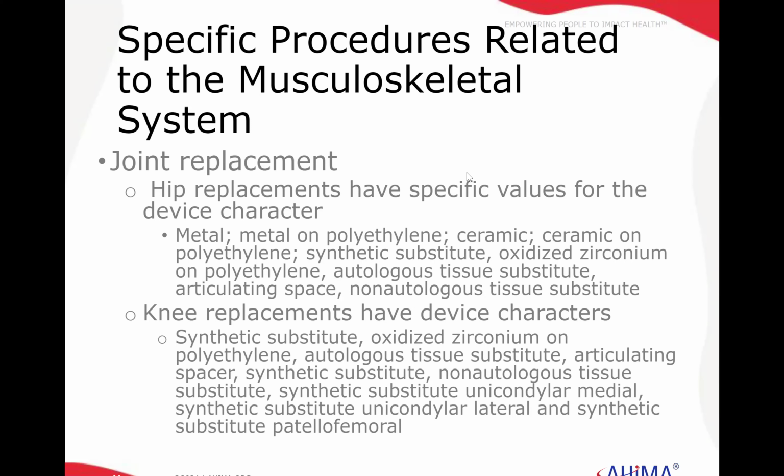And again, one of the things that's been a game changer for a lot of these hip replacements are the different types of materials that we use for these artificial joints. They can be metal, they can be ceramic, they can be ceramic on polyethylene, they can be synthetic, they can be oxidized zirconium, they can be autologous tissue substitutes, and non-autologous tissue substitutes.